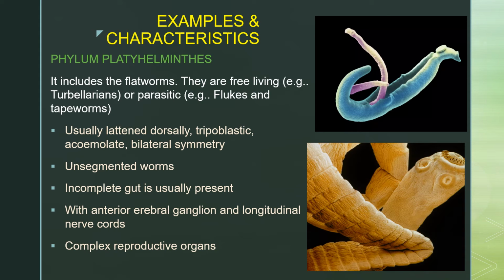First is phylum Platyhelminths. It includes the flat forms. They're free-living or parasitic. Usually flattened dorsoventrally, triploblastic, acoelomate, with bilateral symmetry. Unsegmented worms. Incomplete gut is usually present with anterior cerebral ganglion and longitudinal nerve cords. Complex reproductive organs. So the first picture is an example of flatworms, which we call flukes, and the second one is tapeworms.